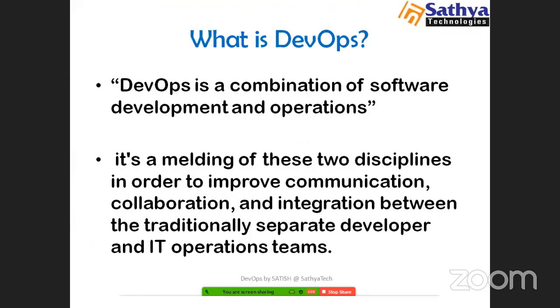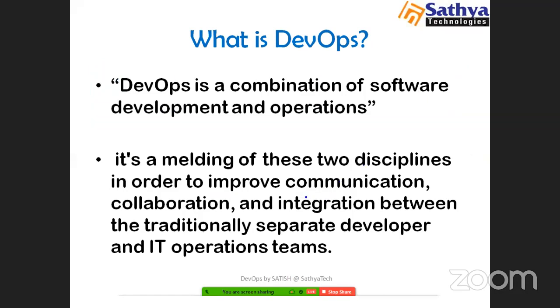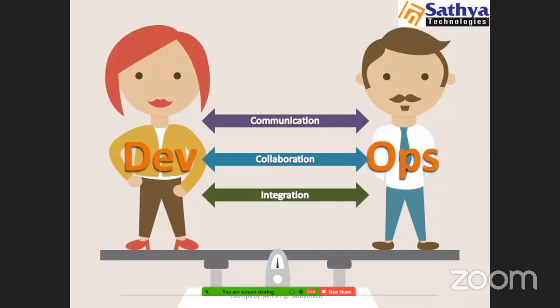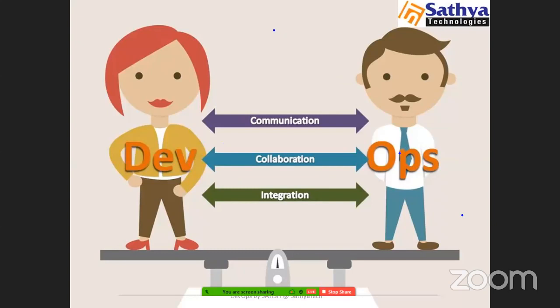See a simple definition here. What we discuss is a combination of software development and operations. With DevOps, we can improve proper communication, collaboration, and integration between traditionally separate development and operations teams, dev and ops teams. But now we have a question: what is the role of a DevOps engineer?